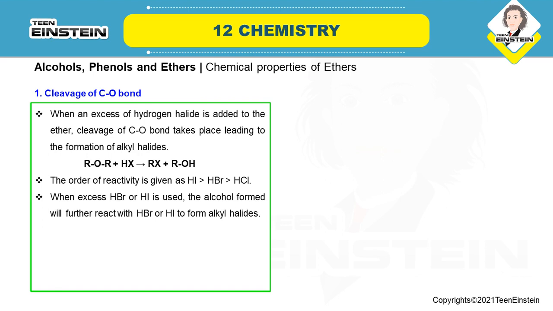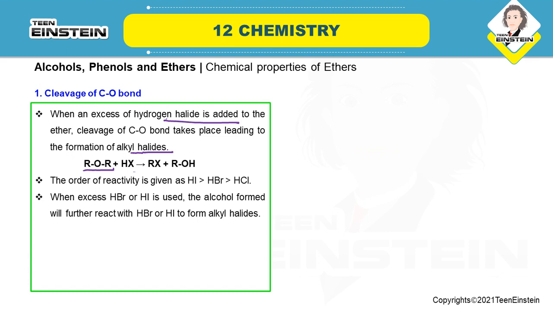After physical properties, next we will see chemical properties of ethers. The first chemical reaction for ethers is cleavage of the carbon-oxygen bond. So we know that in ether you have a carbon-oxygen bond. And how is the cleavage possible? When excess hydrogen halide is added to the ether molecule, cleavage of the C-O bond takes place, leading to the formation of alkyl halide. So here we have taken the ether ROR and hydrogen halide HX.